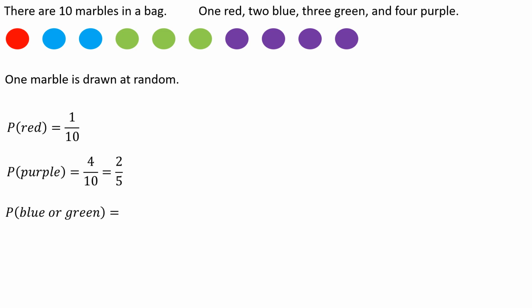Probability of blue or green. Ooh, interesting. Well, 5 of the marbles are either blue or green. So 5 out of 10. Reduce the answer. Probability of not blue. Well, I guess 8 of those marbles are not blue. So 8 out of 10, which reduces to 4/5. Again, I'm always assuming that I'm starting with the 10 marbles in the bag.